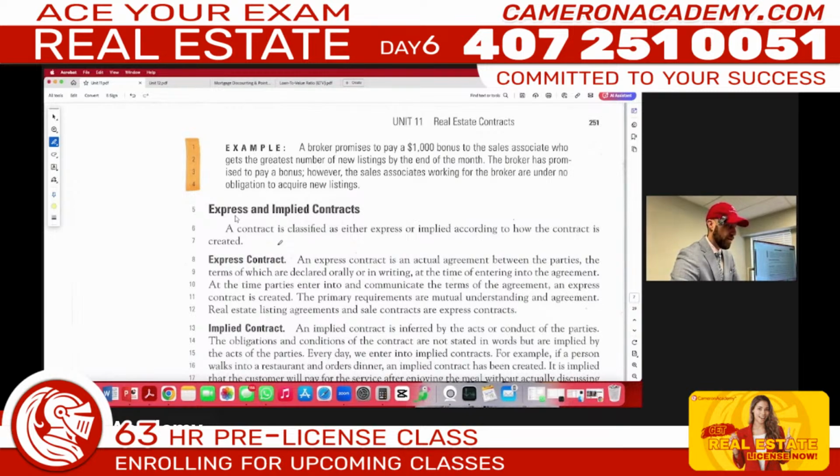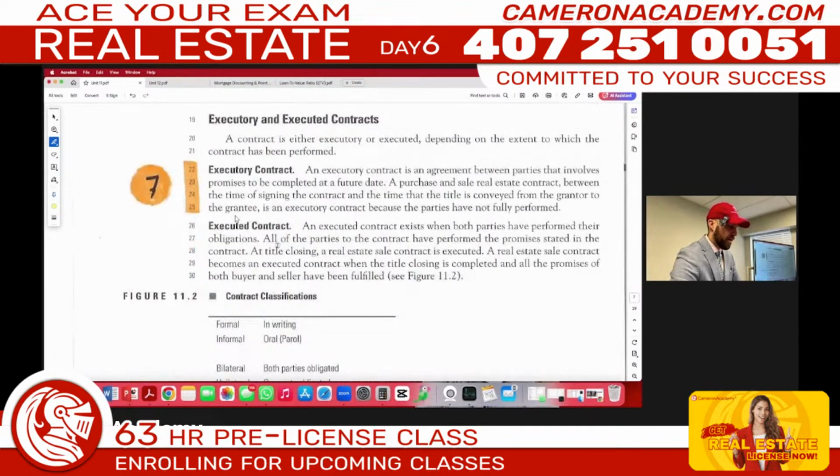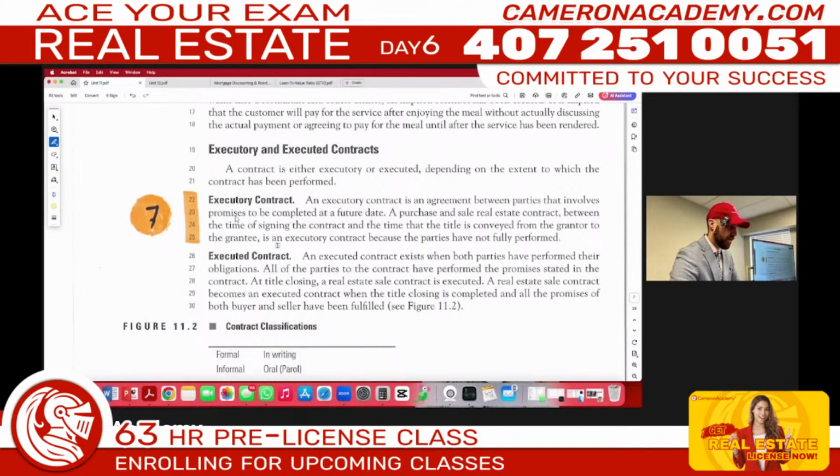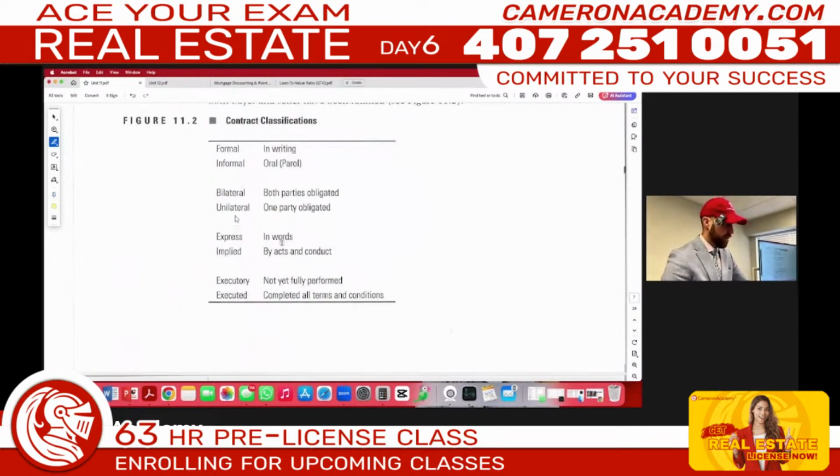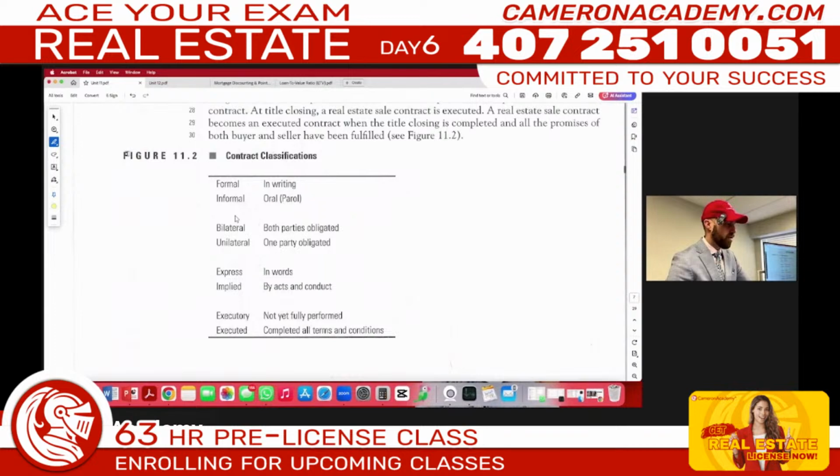But let's move on. We're on page 251. I want you to highlight this as well. Starting on line 22, separate class exam question. Okay. What I just skipped over is summarized for us in figure 11.2. So let's focus on this specific figure. I'll go through these different sets of contracts with you guys.